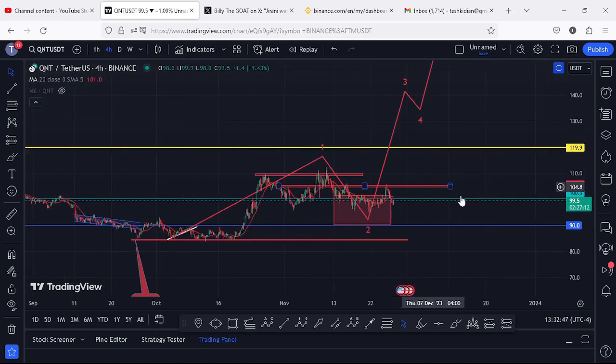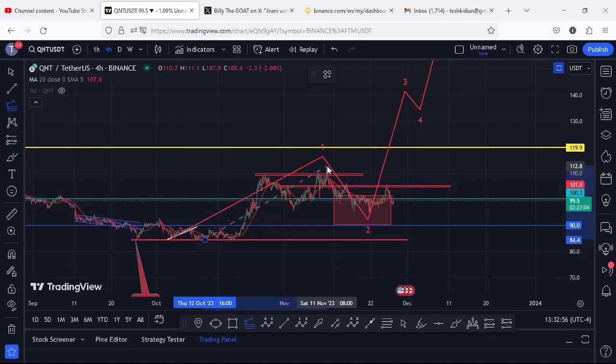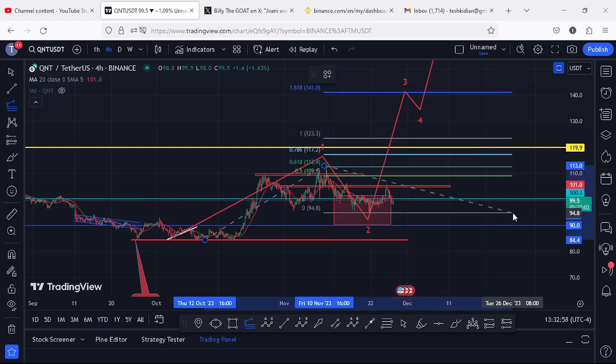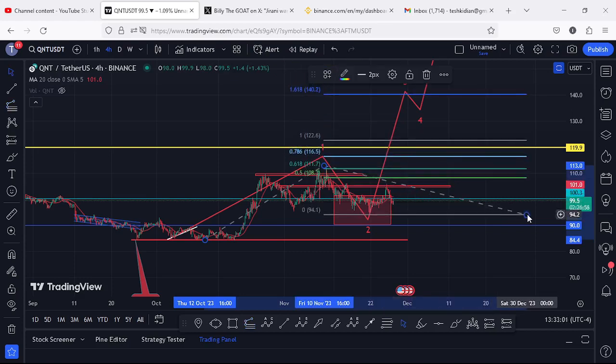And the minimum target areas for the third wave can be given by connecting the trend-based Fibonacci from the low of the first wave to the high of that wave 1, then dragging the fibs to the low of the second wave, giving me a minimum target area for the third wave at the fib level 1.618, and that is above the $140.2 mark, which is the minimum that we can expect that wave 3 to the upper side to do.